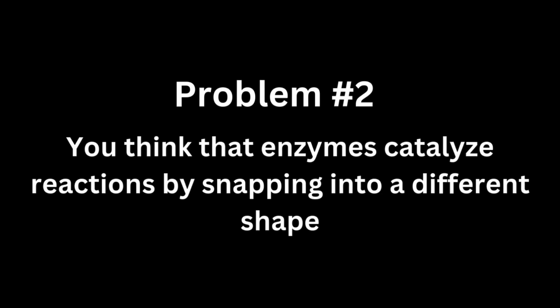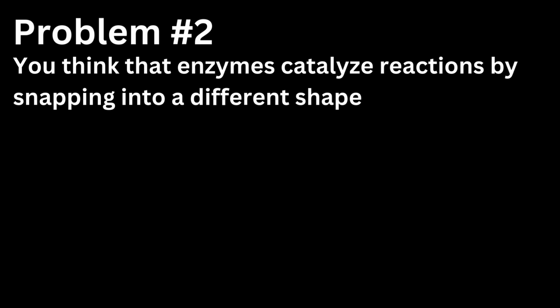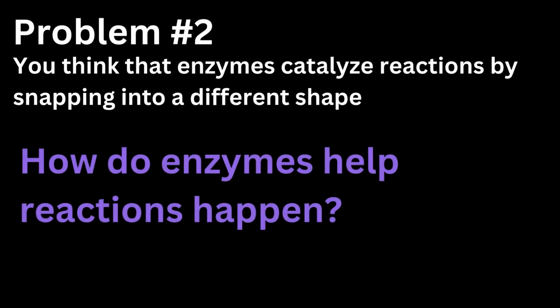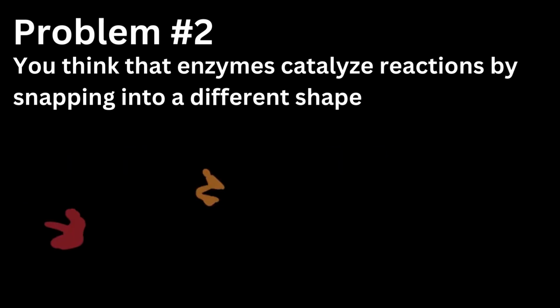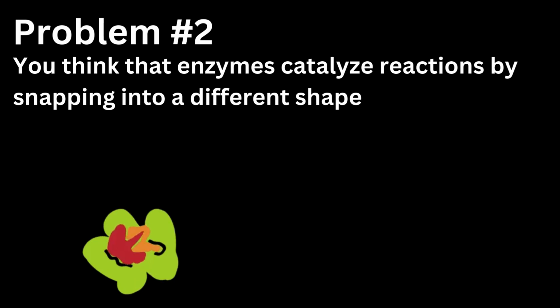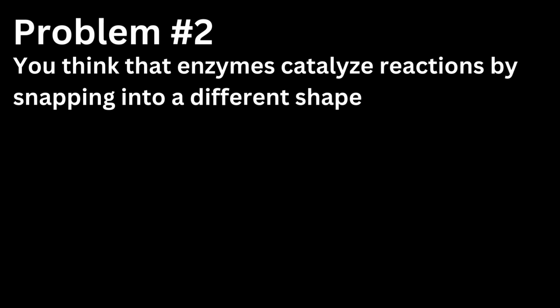Problem number 2. You think that enzymes catalyze reactions by snapping into a different shape. At some point, I forgot how enzymes work and thought that they involved things smashing together. Take a second to write down how they help reactions happen. Enzymes put reactants into an orientation and position that allows them to undergo a reaction. Enzymes can stabilize reactants through non-covalent interactions like hydrogen bonding and electrostatic forces, and might even provide or take a proton or two from the reactants to help the reaction occur.